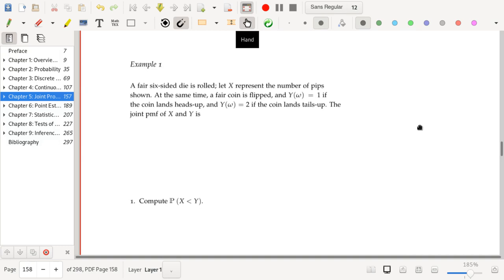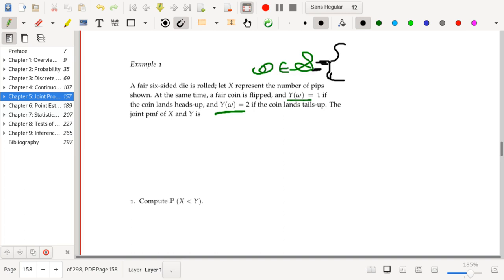Well, let's first think about the sample space. The sample space is being referenced here because I'm using this omega, which is coming from the sample space. So I'm talking about something that comes from the sample space. So let's actually say what the sample space is. Remember when we're talking about random variables, these notions from chapter 2 about sample spaces and events, they never went away. They're still very much around. So what will this sample space consist of?